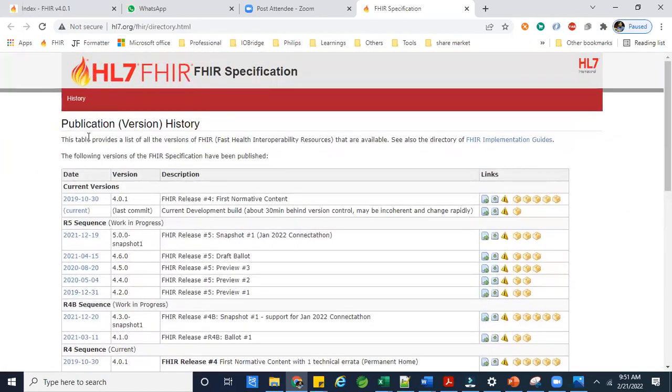If you come to this section, there are two redirected links here. One is current and one is this particular version, which is related to R4 as of now. Whenever R5 becomes stable, this would be replaced by R5. But currently R4 is there. There is another link called current. This is a working branch, so the FHIR community is continuously working on this and updating it.